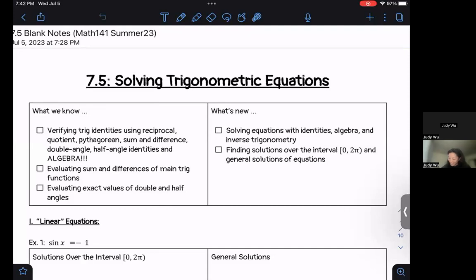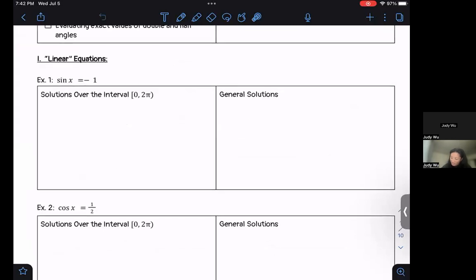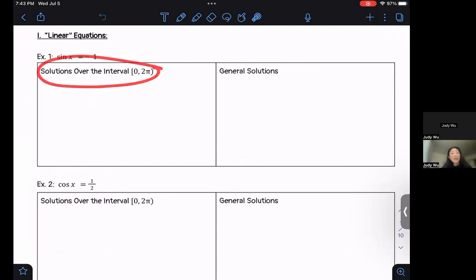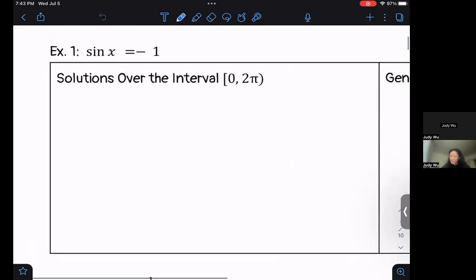So let's get started. We're going to take a look at example 1. It says sine x equals -1. And after that, we'll take a look at example 2, where cosine x is 1/2. The thing with these two is these are going to be pretty straightforward equations, but we're going to use them to help us understand what it means to have a solution over this interval 0 to 2 pi, and then what it means to have a general solution. So we're really exploring those concepts here.